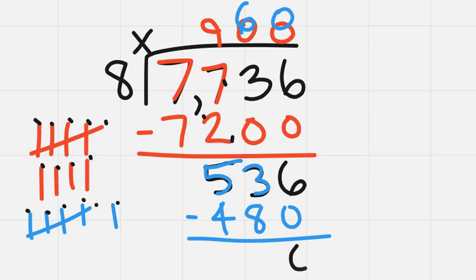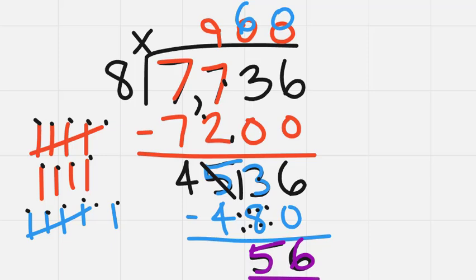6 minus 0 is 6. 3 minus 8 we can't do because 8 is the bigger number on the bottom. So we borrow. The 3 becomes a 13, and the 5 becomes a 4. Now we can subtract 13 minus 8. 13, 12, 11, 10, 9, 8, 7, 6, 5. Now we'll divide again. 5 is less than 8, so we cannot divide it. But we can look at the 6 next door.